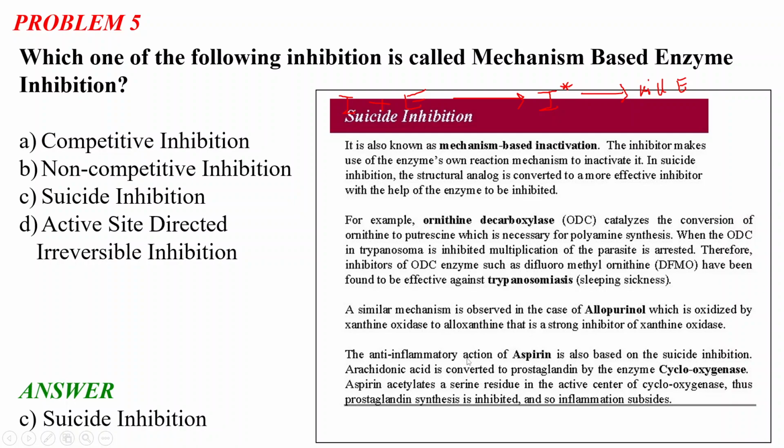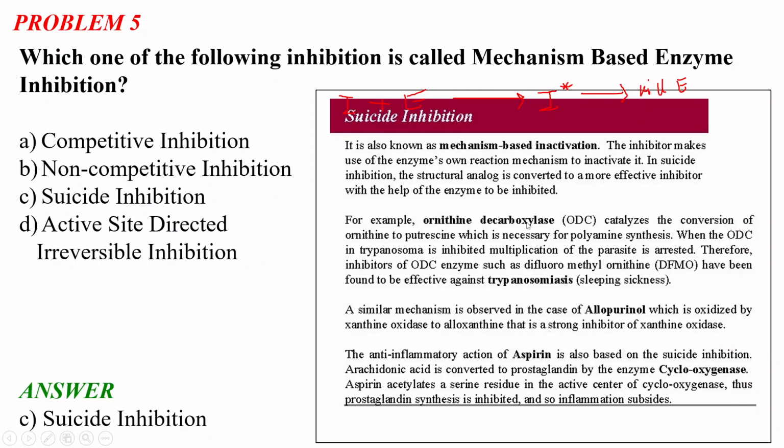The anti-inflammatory action of aspirin is also based on suicide inhibition. Arachidonic acid is converted to prostaglandin by the enzyme cyclooxygenase. Aspirin acetylates a serine residue in the active center of cyclooxygenase, thus prostaglandin synthesis is inhibited. So, the inflammation subsides. These are some examples of the suicide mechanism.